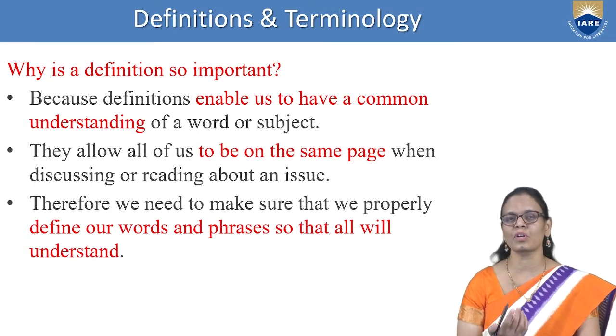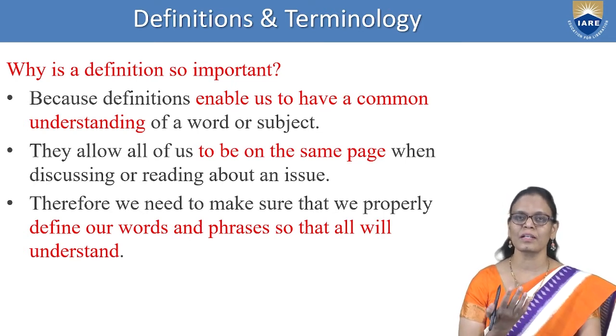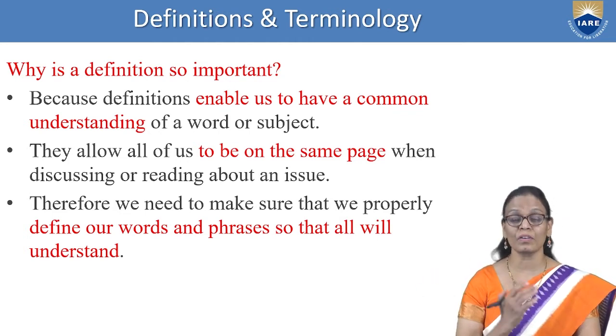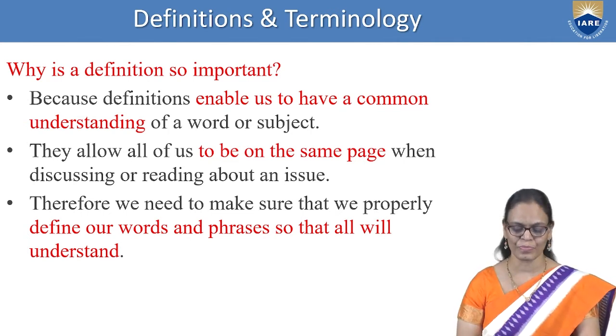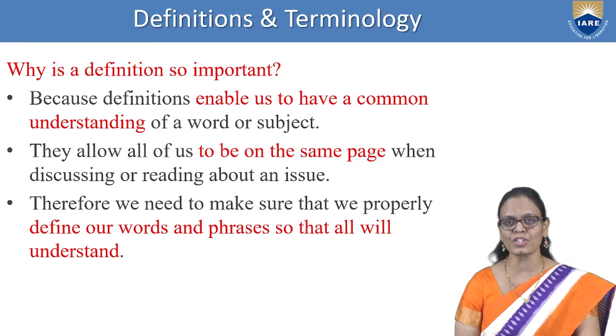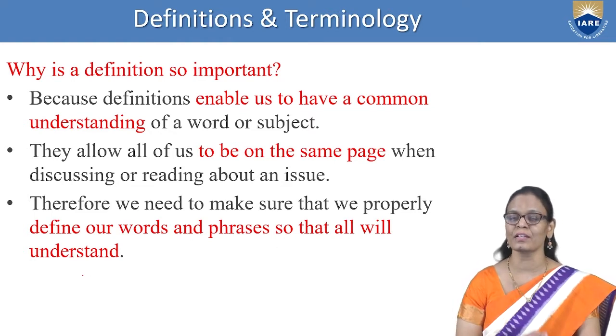So suppose I'm talking about distance. Distance is given by the change in position. So even for you, it will be the change in position. Even when I measure, it is the change in position. So there is no ambiguity in that if we are using the definition as it is. Therefore, we need to make sure that we properly define our words and phrases so that all will understand very clearly.